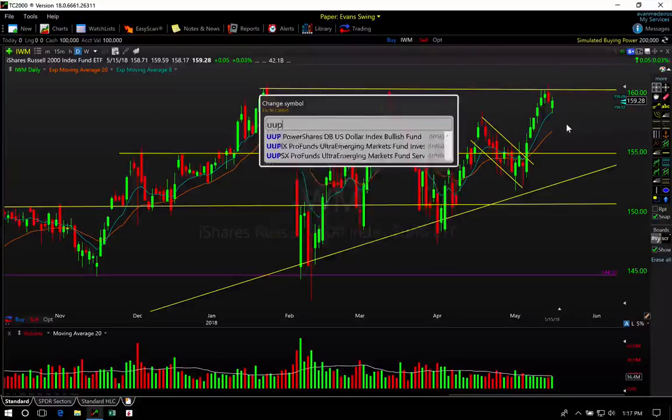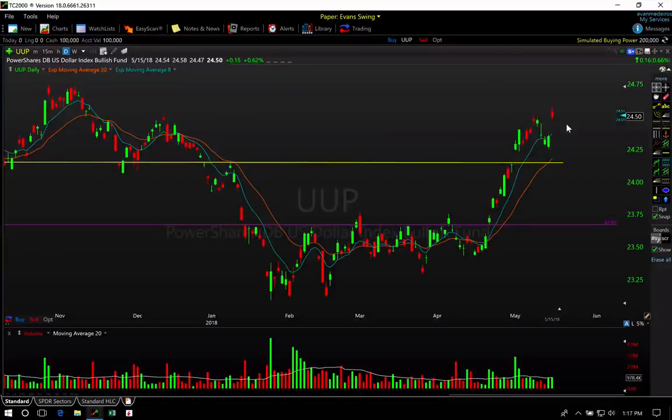But I would chalk up most of the outperformance here on the Russell 2000 to the dollar. The dollar index today breaking to new 2018 highs. We didn't close at the highs of the session here, but still 62 bips to the upside. So a new price high in 2018.